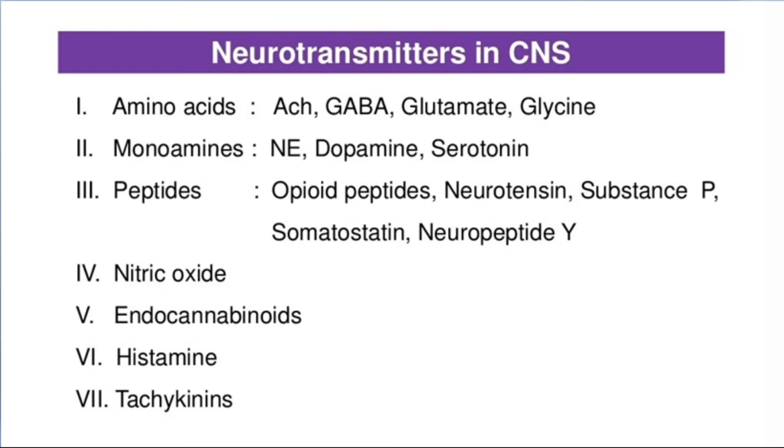Neurotransmitters in CNS. There are 7 types of neurotransmitters based on their structure: amino acids, monoamines, peptides, nitric oxide, endocannabinoids, histamine, tachykinins. Amino acids include acetylcholine, GABA, glutamate, glycine. Monoamines include norepinephrine, dopamine, serotonin. Peptides include opioids, neurotensin, substance P, somatostatin, and neuropeptide.